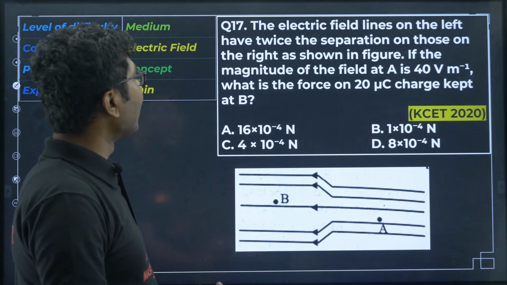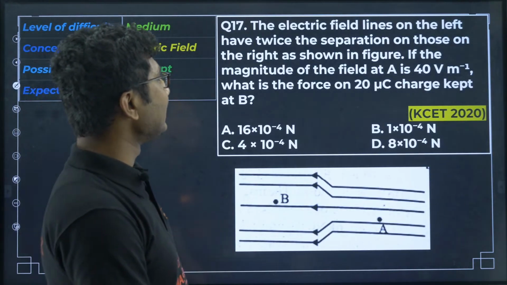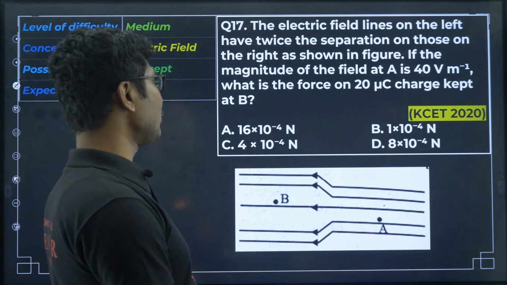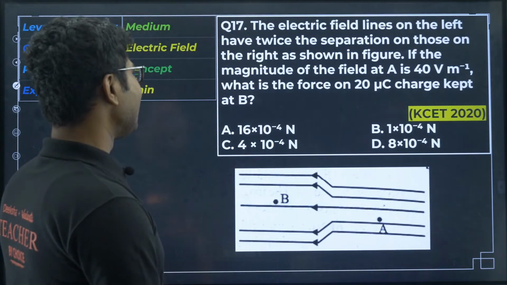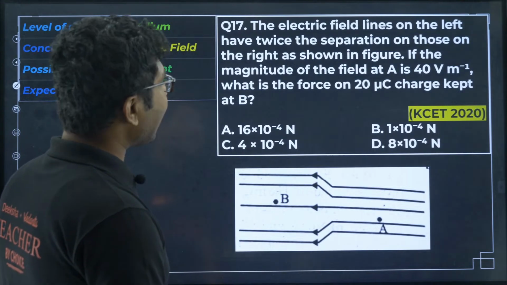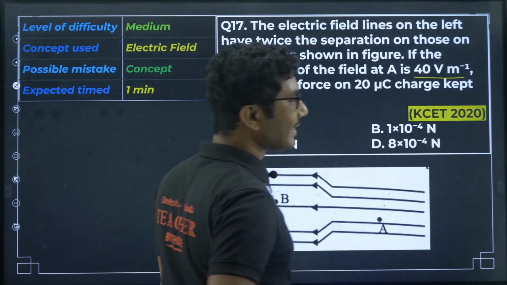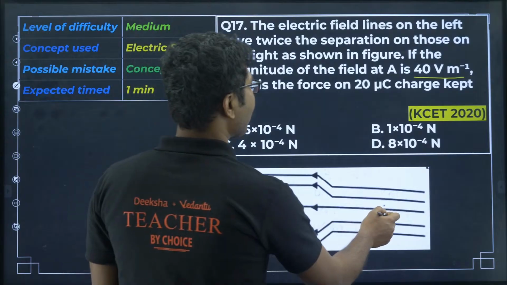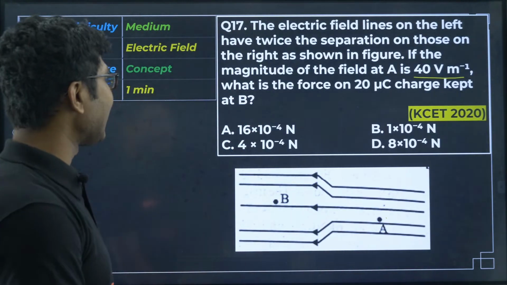Now, we have 7 more minutes and I have to solve 3 questions quickly. The electric field lines on the left have twice the separation of those on the right, as shown in the figure. Electric field is volt per meter, so the unit is given in volt per meter. The magnitude of the electric field at A is given as 40 volt per meter. What is the force on a 20 microcoulomb charge kept at B?